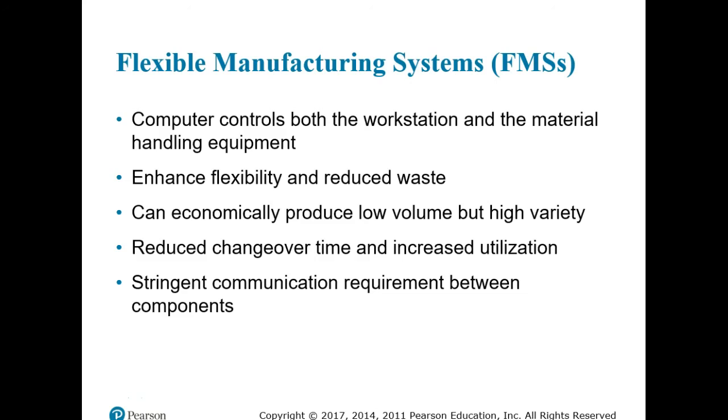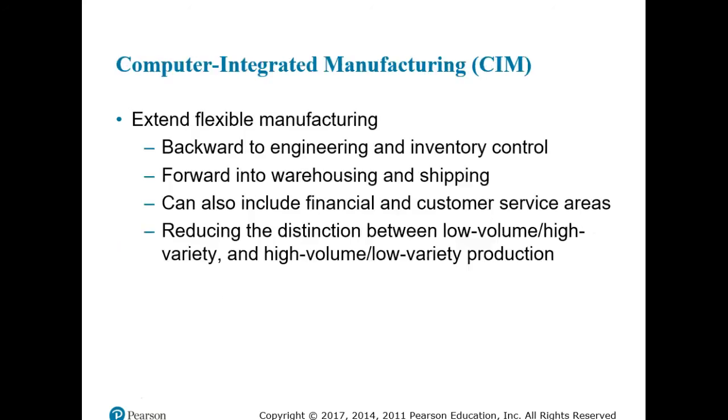And the result is a system that can economically produce low volume but high variety. For example, the Lockheed Martin facility near Dallas efficiently builds one-of-a-kind spare parts for military aircraft, and the costs associated with changeover and low utilization have been reduced substantially. Flexible manufacturing systems bridge the gap between product-focused and process-focused facilities.